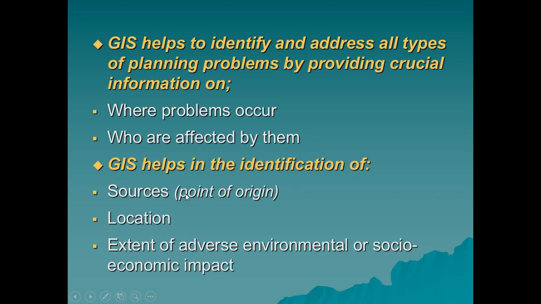GIS helps us to identify a point of origin. This is very useful for pollution. Pollution often has a point of origin, such as an oil spill or a chemical spill. It helps us to identify, again, the location of the problem and the extent of the adverse environmental or socio-economic impact. So notice here we not only have the environmental impact that we're able to map, but we're also able to place socio-economic information on our maps as well.